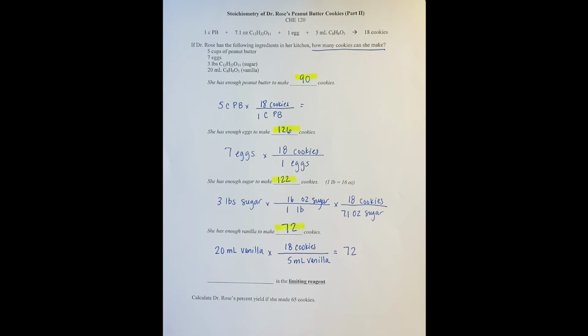For each of these, I can always make an amount that is less than that maximum amount, but I can't make anything more. So as I compare these amounts, I have enough peanut butter to make 90 cookies. I have enough eggs to make the 90 cookies, and I'll have eggs left over. I have enough sugar to make the 90 cookies, but notice I don't have enough vanilla to make the 90 cookies. So as I compare each of these potential amounts of product, I'm looking for the smallest. The smallest amount of product, which I see here, is the 72 cookies that comes from the vanilla.